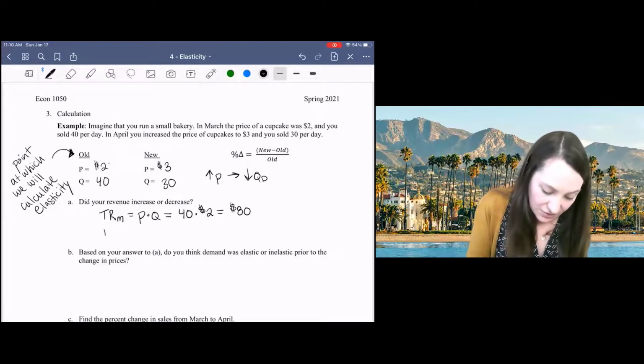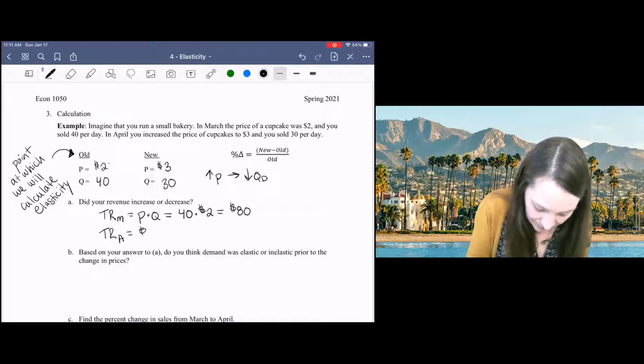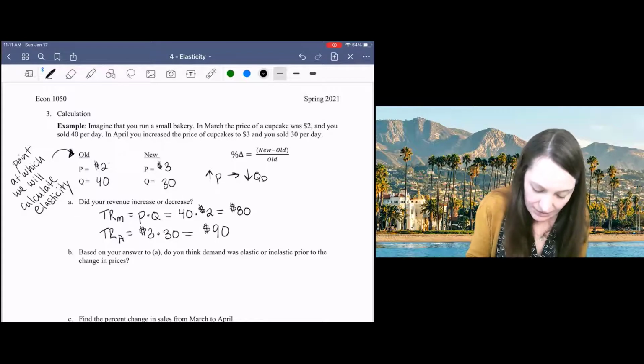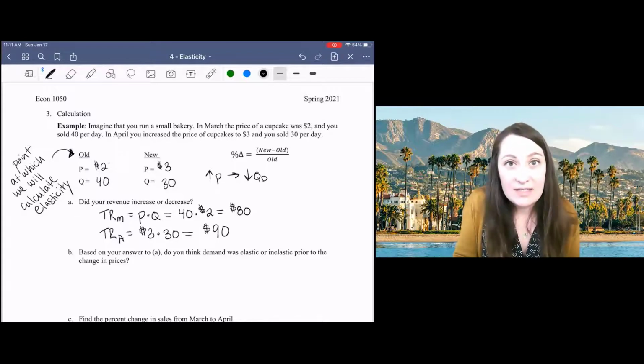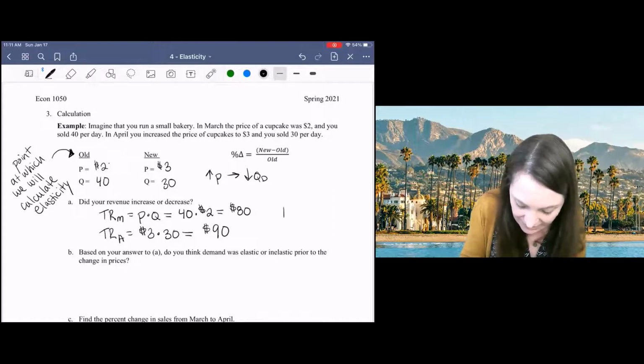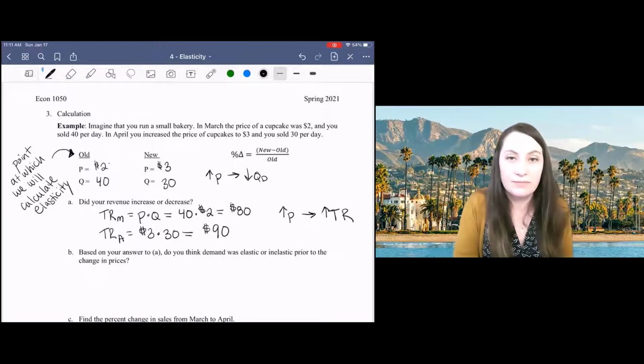The total revenue in April will be $3 times 30 sales. So we can see that although the number of sales decreased, the price increase led to an increase in total revenue. So in this case, the increase in price led to an increase in total revenue.